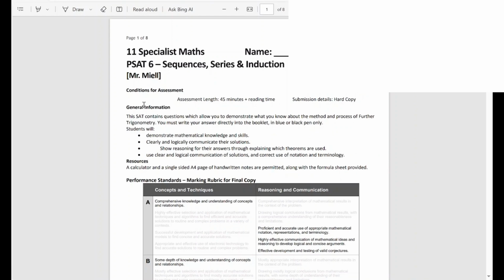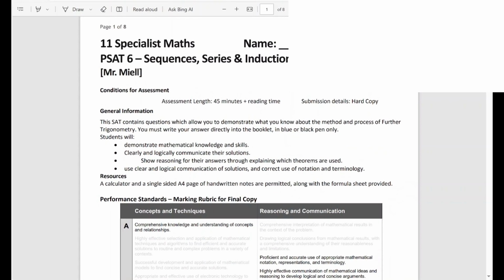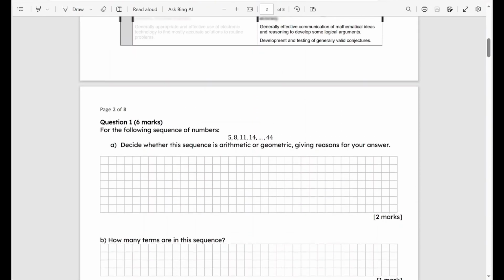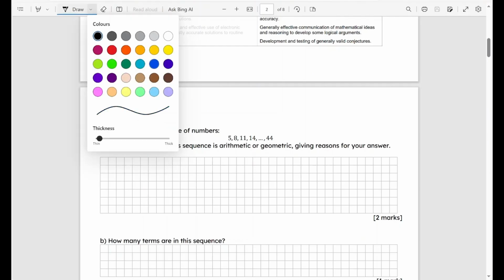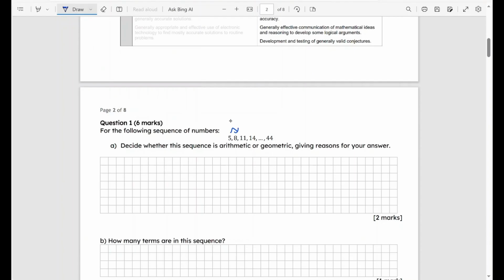Alrighty, in this video we're going through the practice test for sequences, series, and induction. So let's make a start. You got this sequence here, which looks to be arithmetic. And how can we tell? Well, the way that we tell is we just see if we're adding something each time. So plus 3, plus 3, plus 3 seems to be arithmetic.